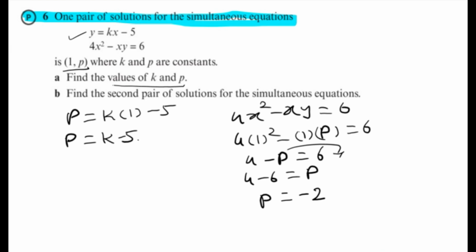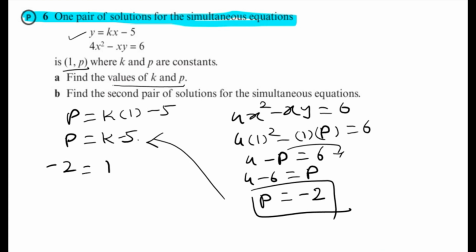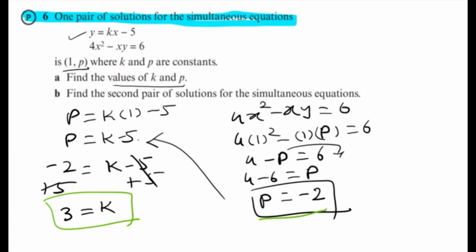Now this p value I will substitute in this equation. So minus 2 is equal to k minus 5. So I will add plus 5 both sides. So 3 is equal to k. So I will get the value of k, which is 3, and the value of p, which is minus 2. So A part is done.